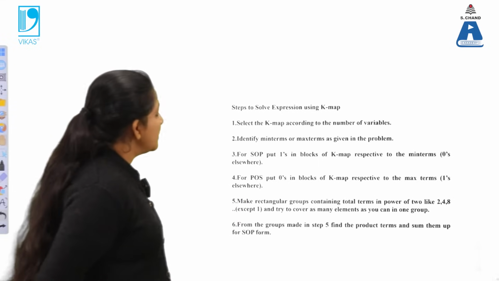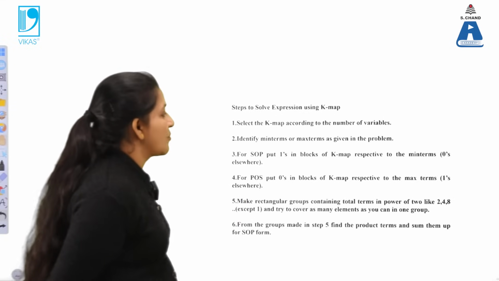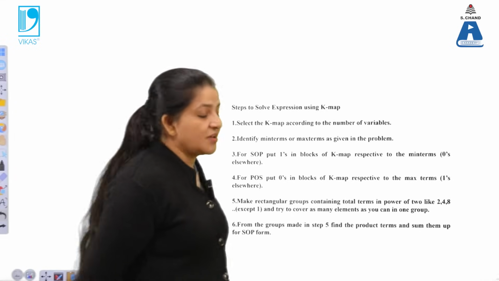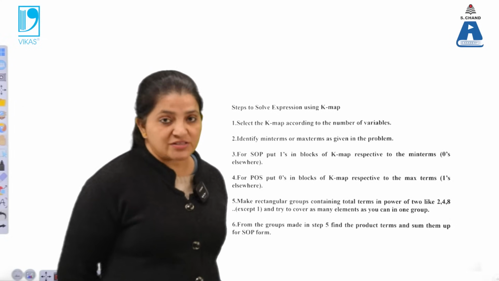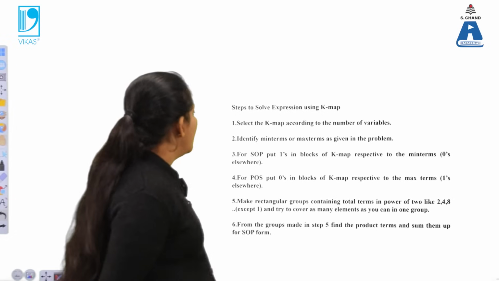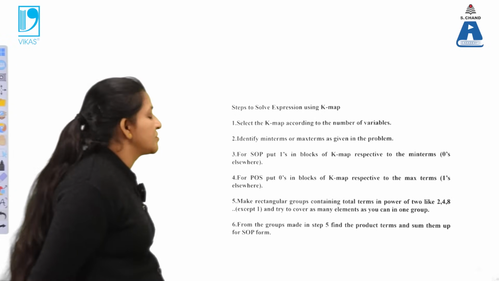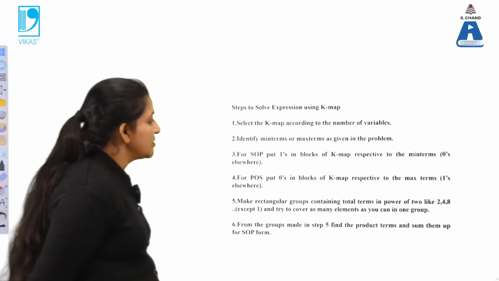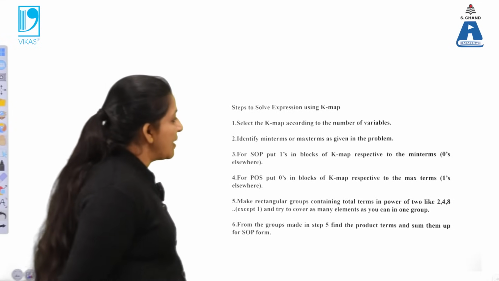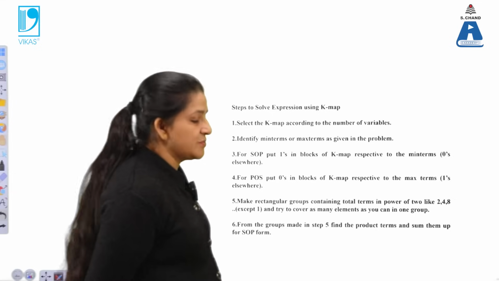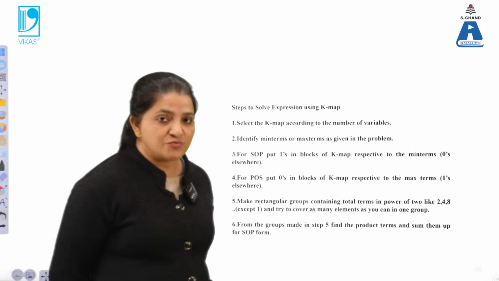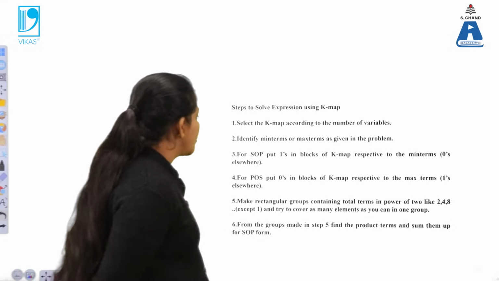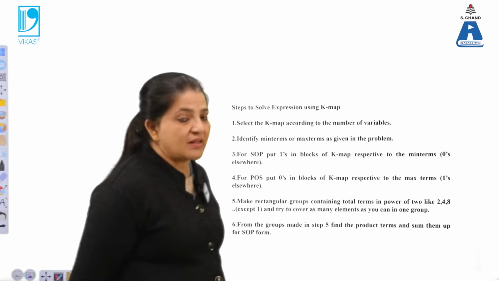Then identify the min terms and the max terms as given in the problem. In the given problem, the minimum terms can be identified, and the terms having the maximum value are also identified. For SOP, put ones in the blocks of the K map respective to the min terms and 0 elsewhere. That means when we are solving the SOP map, the terms having the maximum value are given as 1, and the terms having the minimum values are given as 0. So SOP is used in the sum of products.